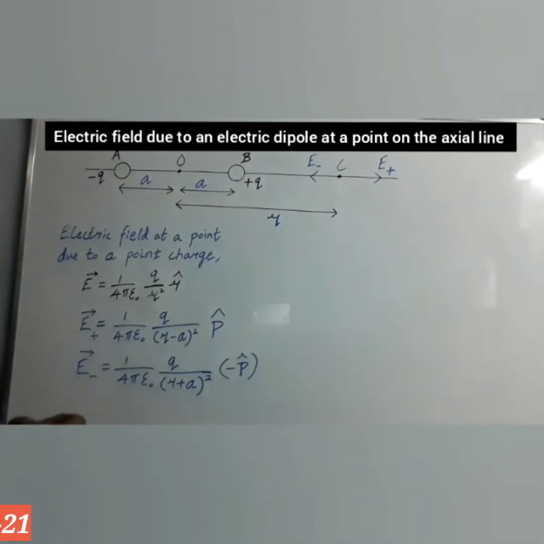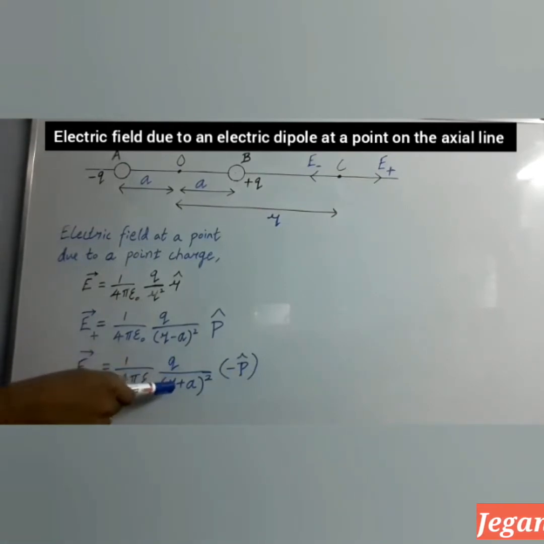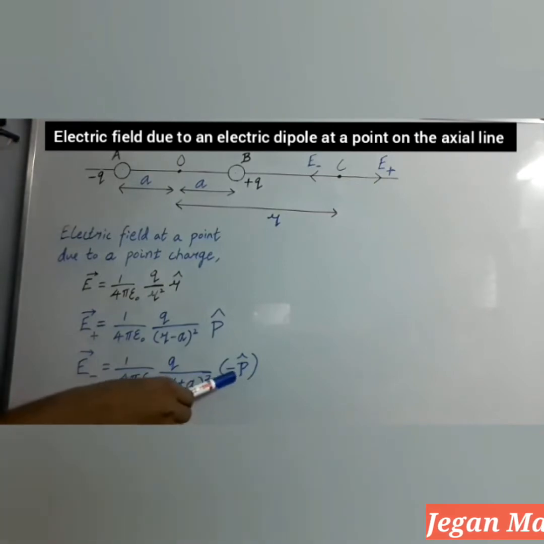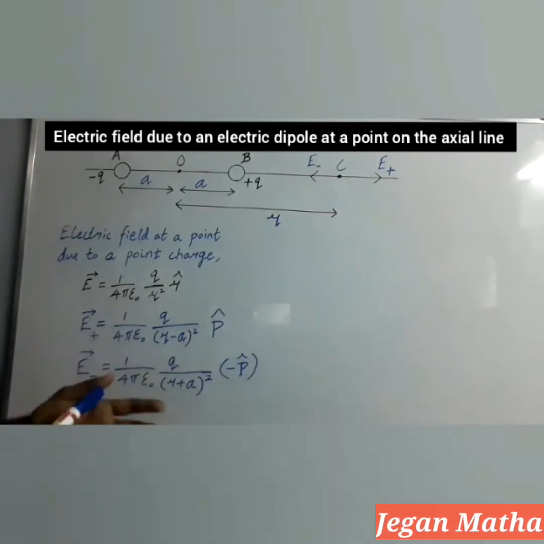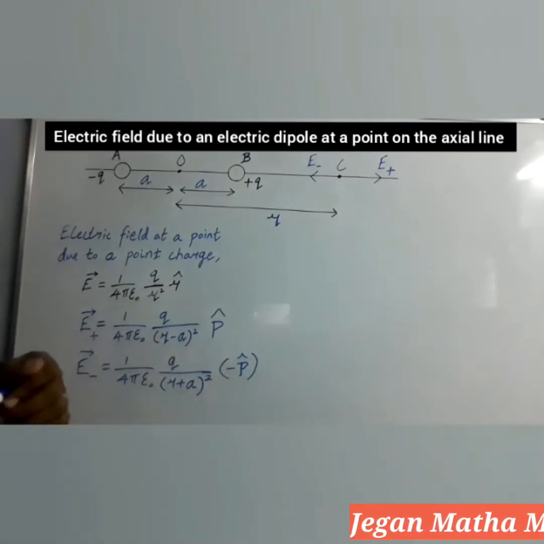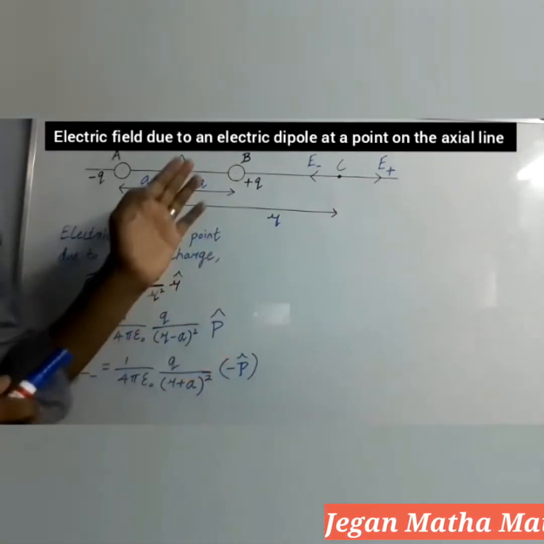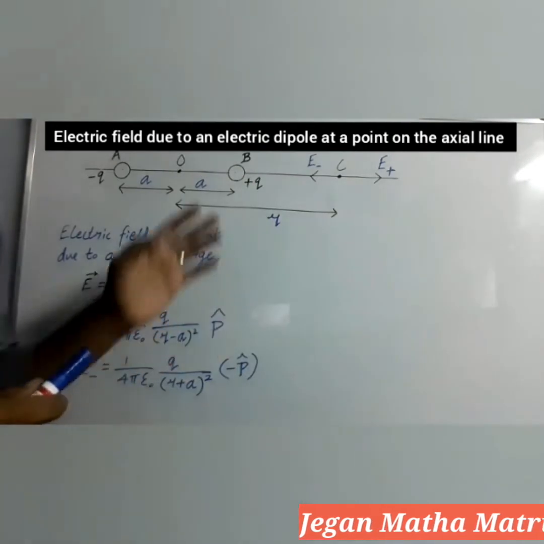Here I have written the expression for the electric field given by the negative charge. E vector is equal to 1 by 4 pi epsilon naught q by, here what is the distance? R plus A the whole square into minus p cap. Here the unit vector has a minus value, a negative value. To understand that, we need the direction of the electric field which is given by the negative charge.